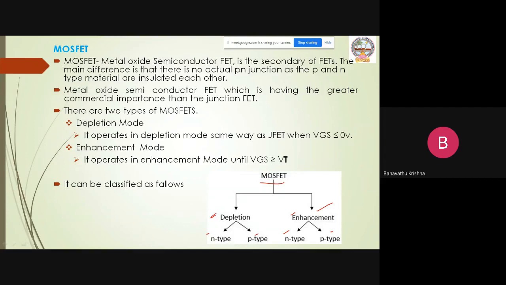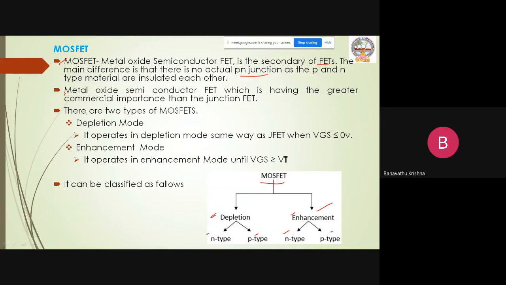Let us come to this point here. MOSFET is the metal oxide semiconductor field effect transistor. It is a secondary type of field effect transistor. The main difference is that there is no actual p-n junction, as the p and n type materials are insulated from each other, right? And the second point is that the metal oxide semiconductor field effect transistor has greater commercial importance than the junction field effect transistor, right?